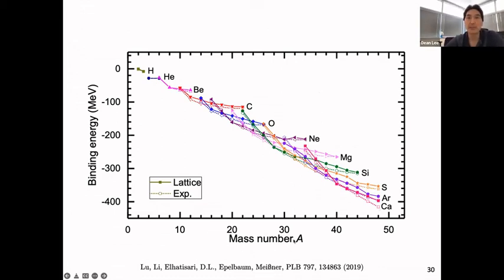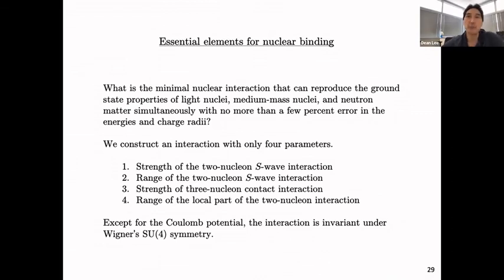So here's the mass number, the number of nucleons, and here's the binding energy. And here are the predictions with this very simple interaction. So you can see that nuclear physics, although it's not close to the unitary limit for 4-component Fermi gases, is close to this other limit, which I will now tell you about, which is called the Wigner-SU4 limit.